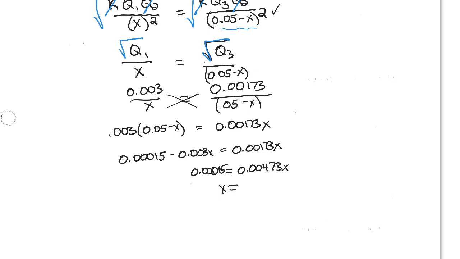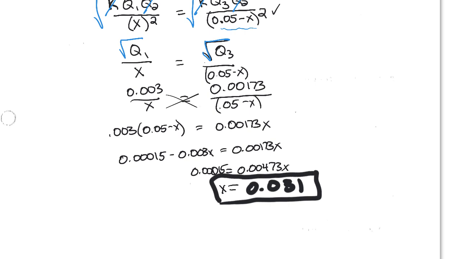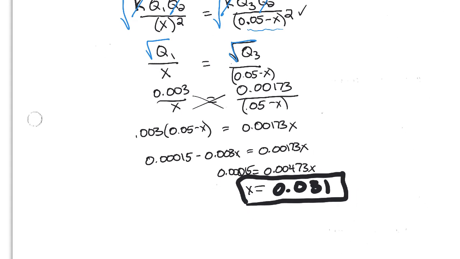So what's the position? 0.00473 divided by, oh, excuse me, the other way around. 0.00015 divided by 0.00473. And you get 0.031. And that is exactly what we sort of hope, that it is smaller than the original distance, 0.05, and that's meters.